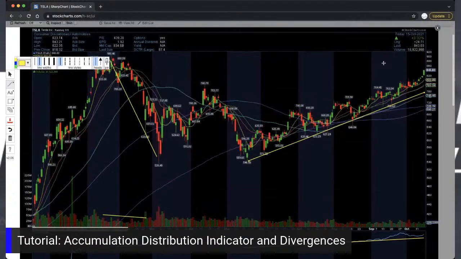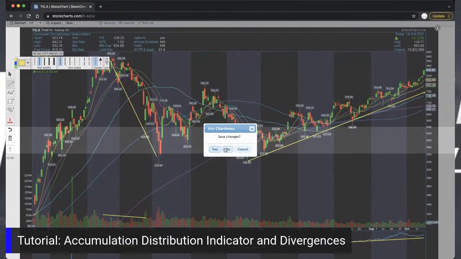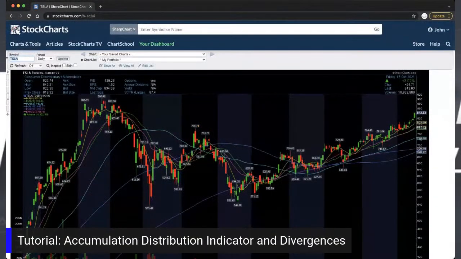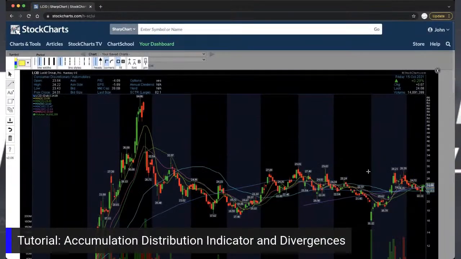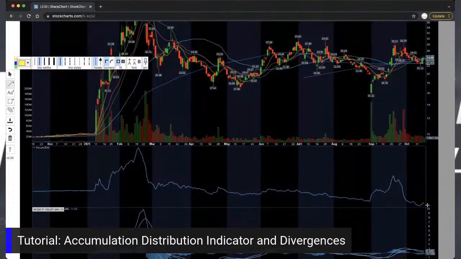All right, let's take a look at other examples. Cancel this one. Let's take a look at Lucid in comparison. Okay, Lucid is struggling, I know. But look at this. What's going on here? We're starting to pick up steam again a little bit here. It's starting to really bottom out on the ADI here.